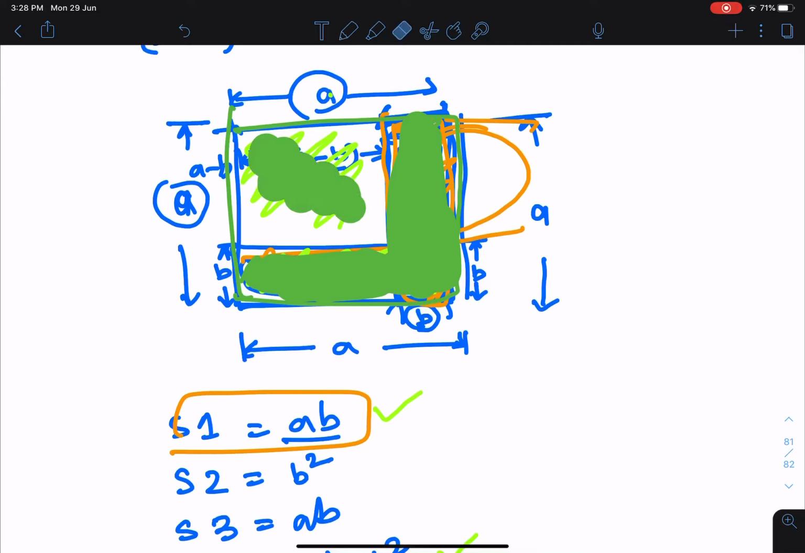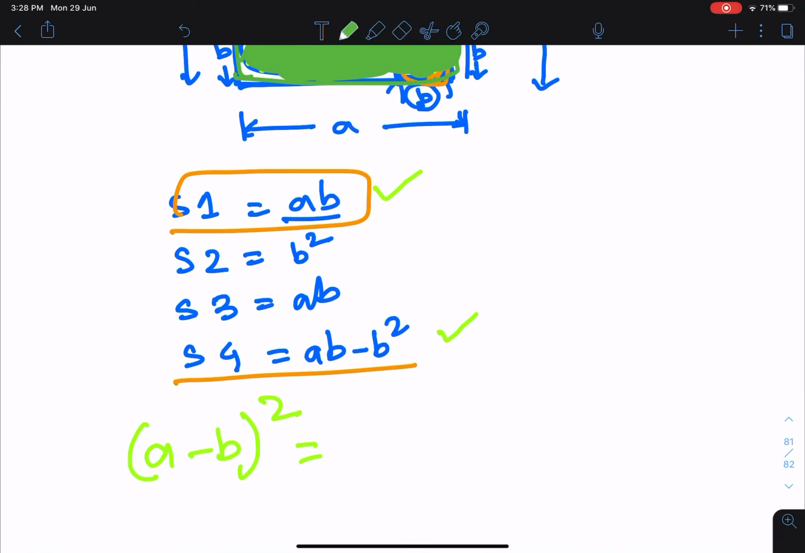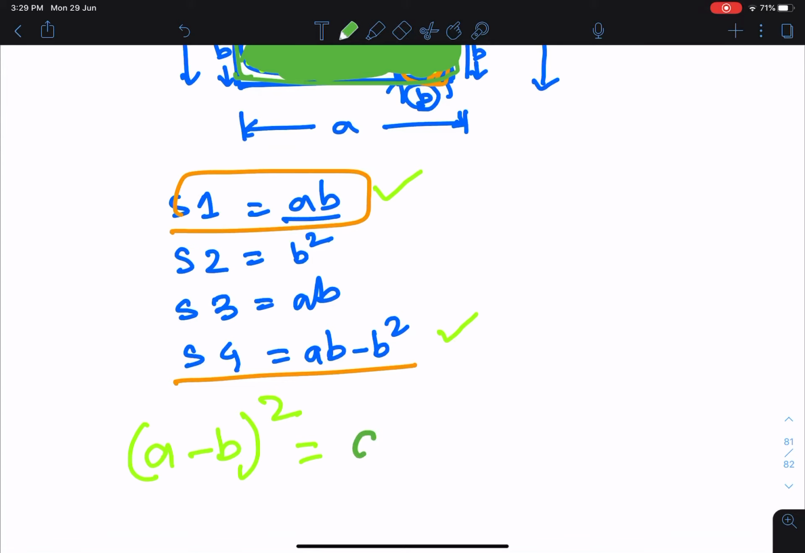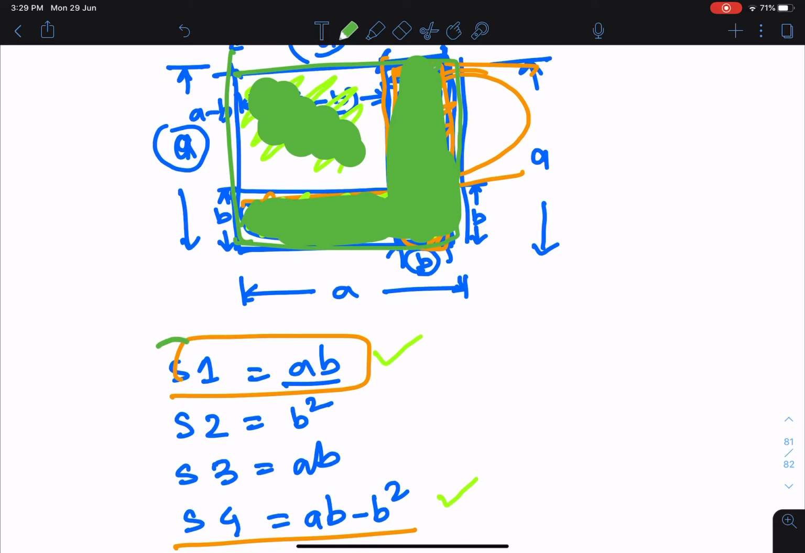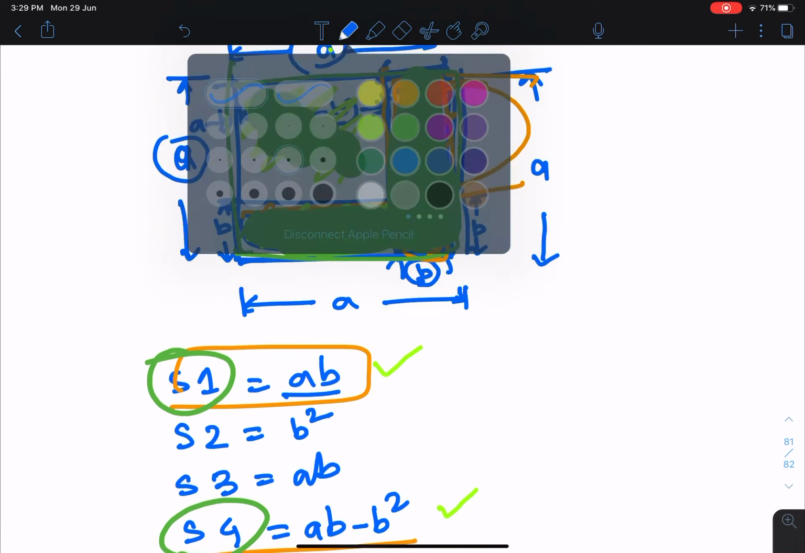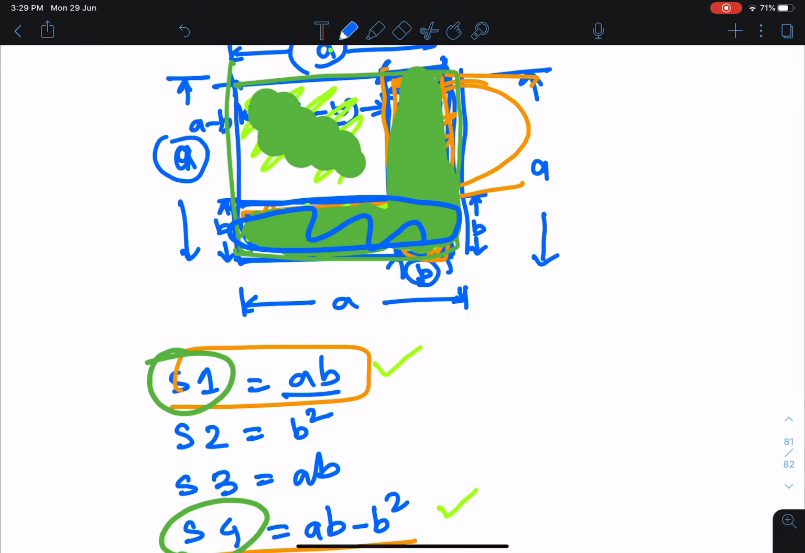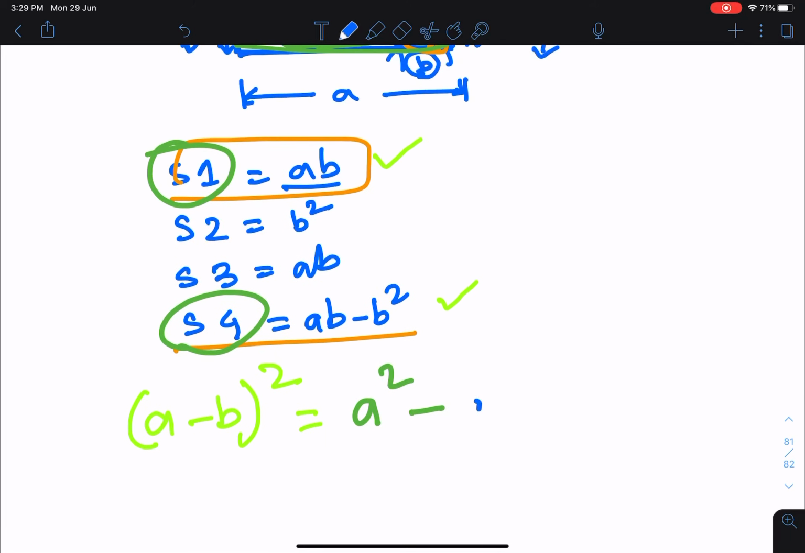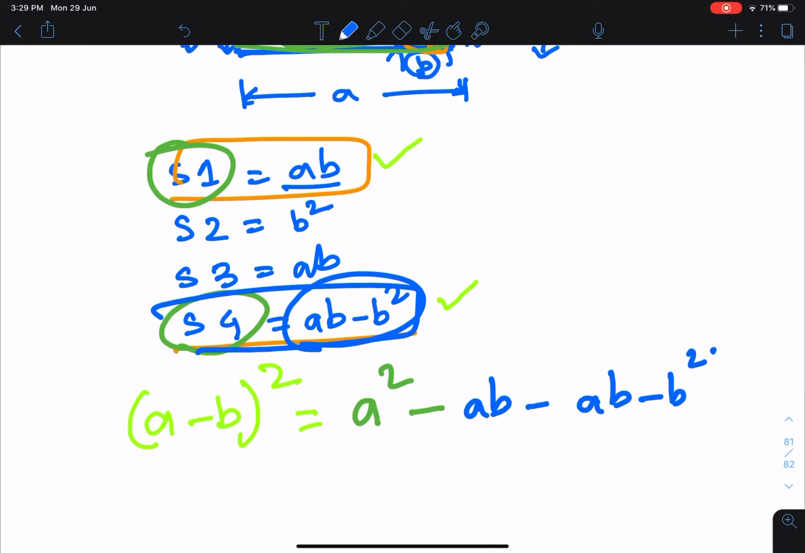So now that's fine. So the total area was a square, right? And from a square we have to take out this S1 and this S4, right? Because S1 is this section and S4 is this section. So minus S1, that is ab, and again we have to subtract S4. So S4 is ab minus b square, right?